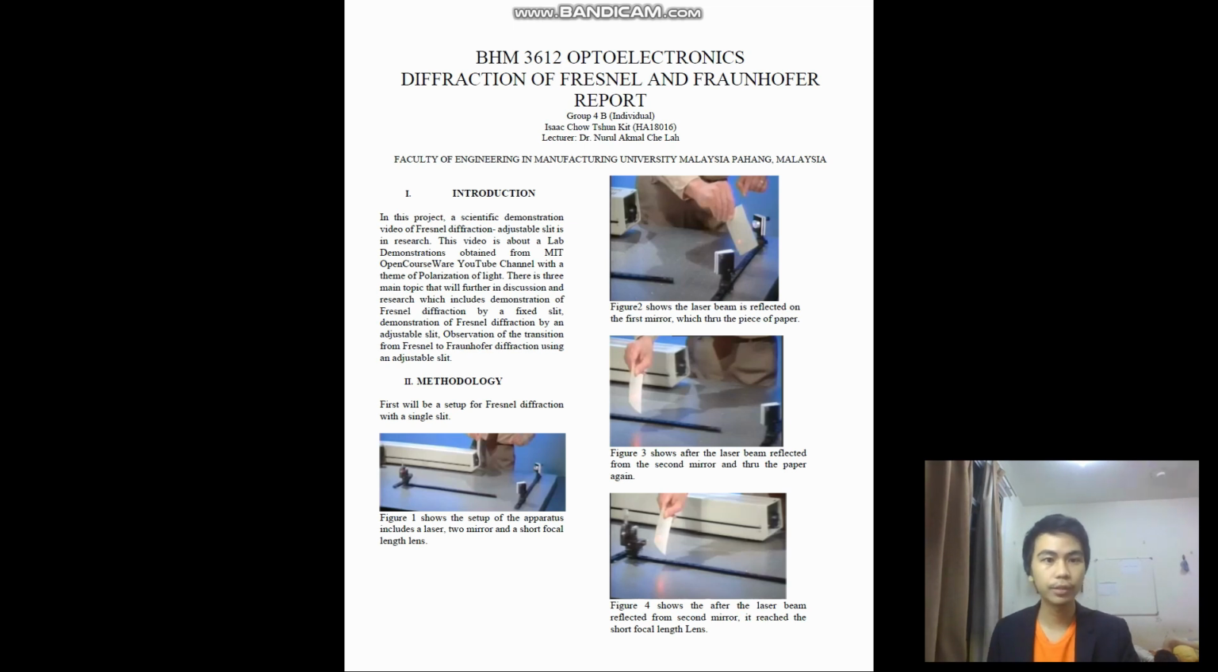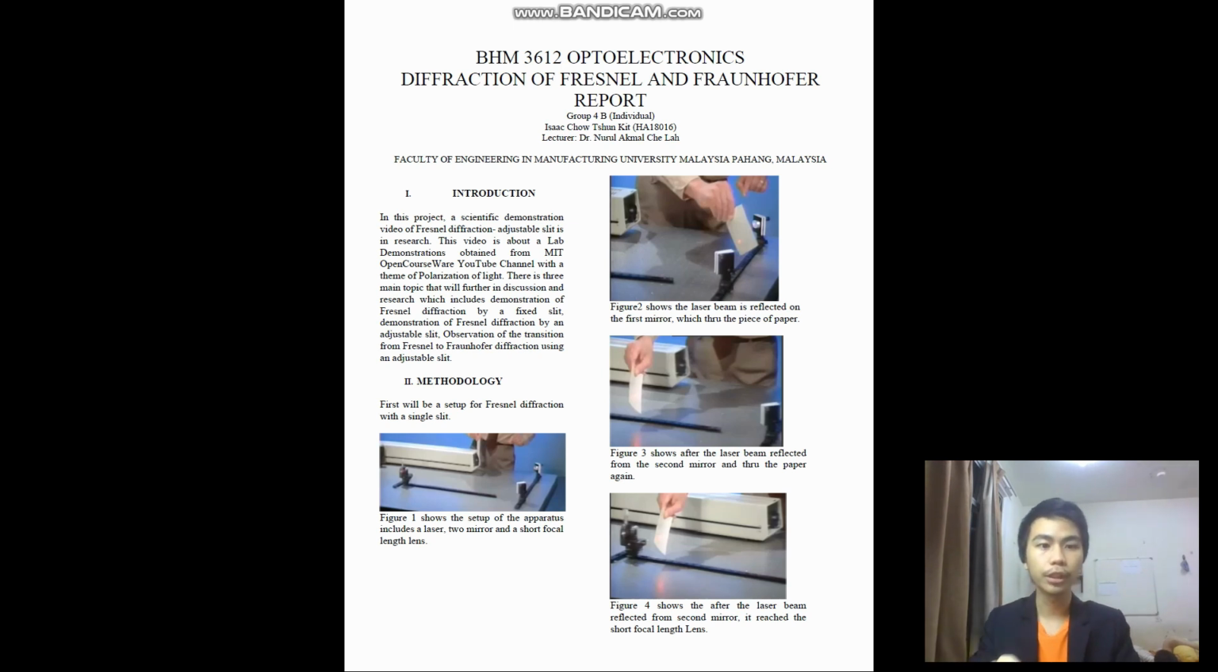For the introduction, this project is a scientific demonstration of Fresnel diffraction with an adjustable slit. The video is a lab demonstration obtained from the MIT OpenCourseWare YouTube channel. It falls under the theme of polarization of light, and there are three main topics we will discuss: the demonstration of Fresnel diffraction by a fixed slit and an adjustable slit, and the observation of the transition from Fresnel to Fraunhofer diffraction using an adjustable slit.